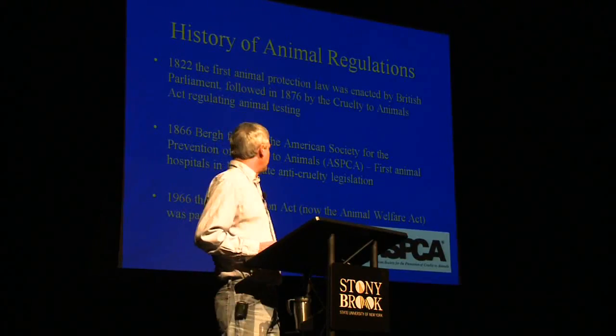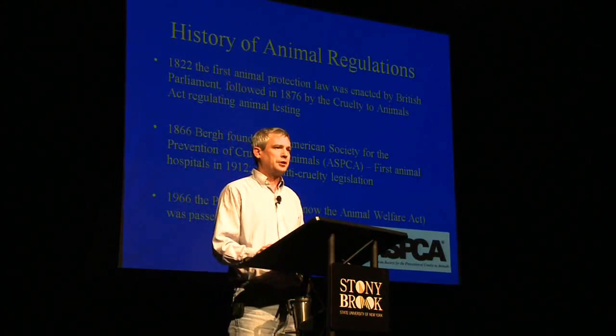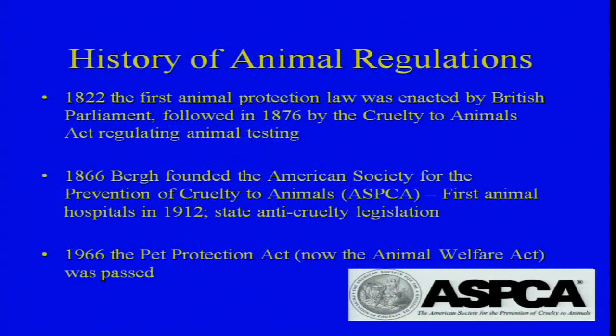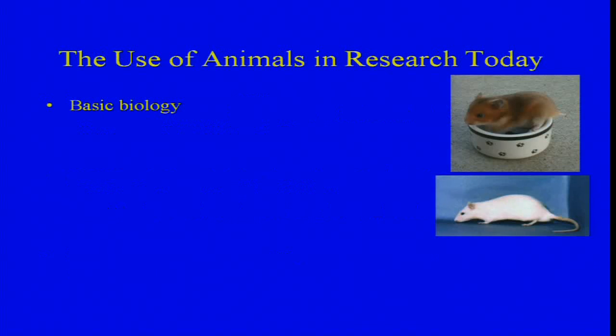But it took about another 100 years before there was any federal legislation that was passed. And so the first federal legislation was the Pet Protection Act, which was passed in 1966 and later was renamed the Animal Welfare Act. So that's a little bit about the history. So how do we use animals in research today?